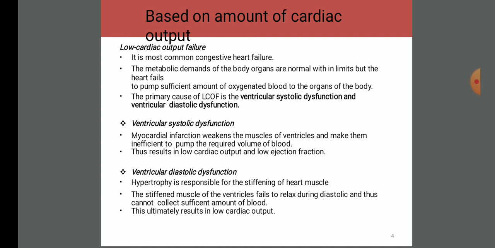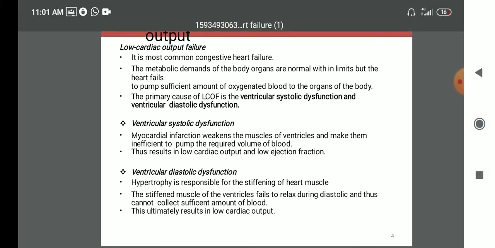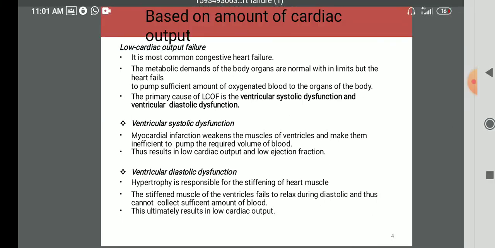The primary causes of low cardiac output failure are ventricular systolic dysfunction and ventricular diastolic dysfunction. We all know what is systolic and what is diastolic. In ventricular systolic dysfunction, myocardial infarction weakens the muscle of the ventricles and makes them insufficient to pump the required volume of blood. Thus, it results in low cardiac output and low ejection fraction.